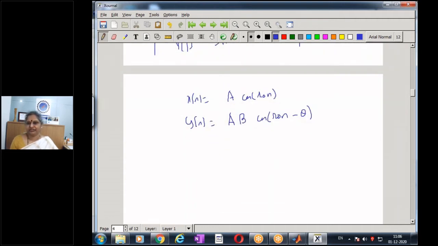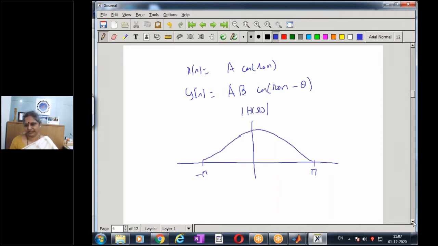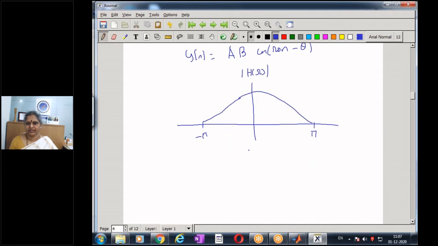Or, for example, say I plot H of omega of the system for the interval minus pi to plus pi. Let us take this as an example of H of omega, and say the angle of H of omega.